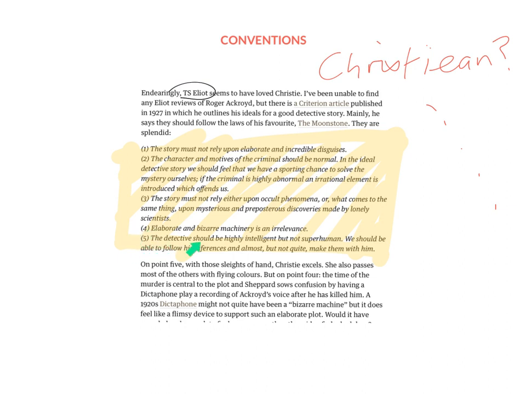The detective should be highly intelligent, absolutely with Poirot, but not superhuman. We should be able to follow his inferences and almost, but not quite, make them with him. So there's that idea of the reader's love of this genre, to guess and second guess and anticipate and predict, but we're never quite at the level of almost foresight sometimes and prescience of Poirot.